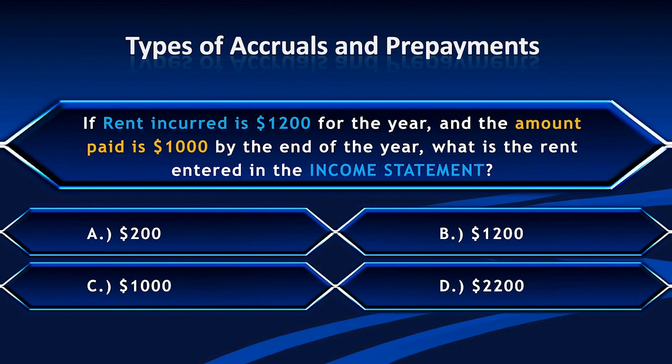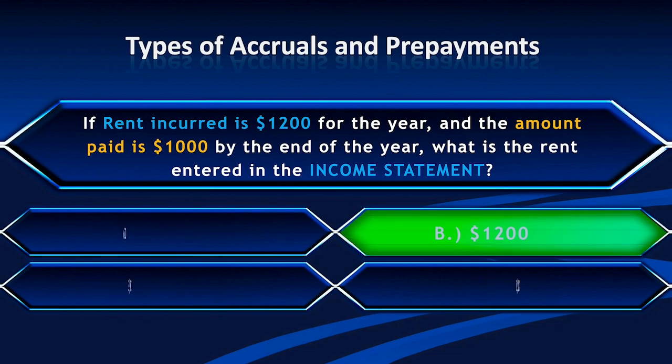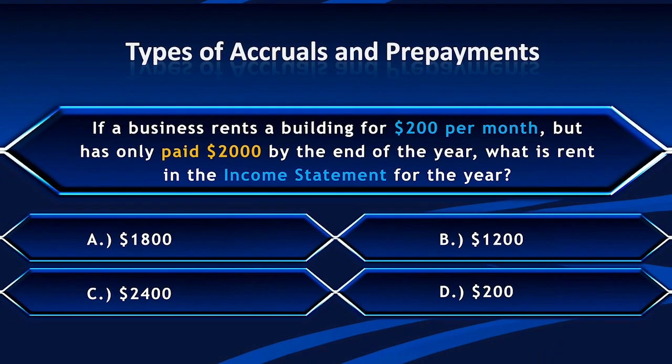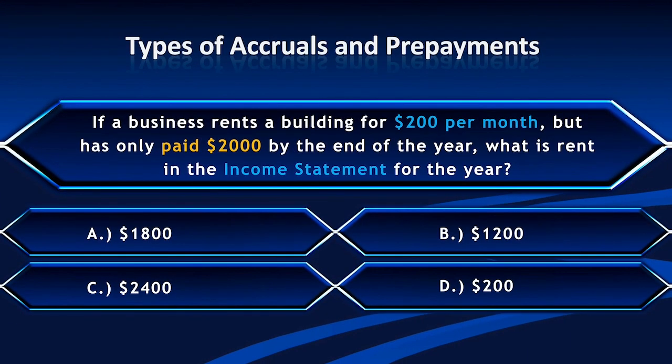So how much rent was incurred for the year? $1,200. So the amount to be entered in the income statement is $1,200. If a business rents a building for $200 per month but has only paid $2,000 by the end of the year, what is the rent in the income statement for the year?